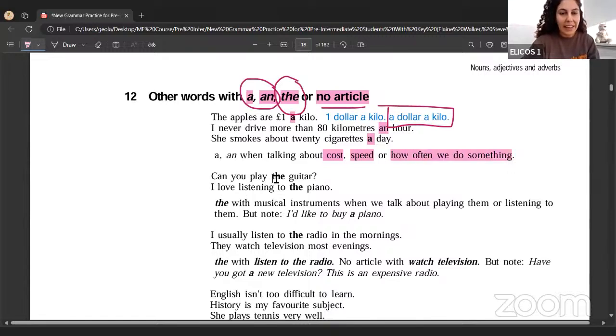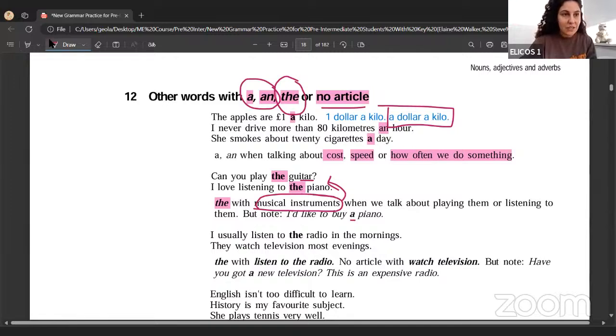So can you play the guitar? I love listening to the piano. We use the with musical instruments. We could see it in these sentences, guitar, piano, when we talk about playing them or listening to them. So I'd like to buy a piano. So remember, again, we say a when we speak about something in general, and then after, when you talk about that noun, you can say the.